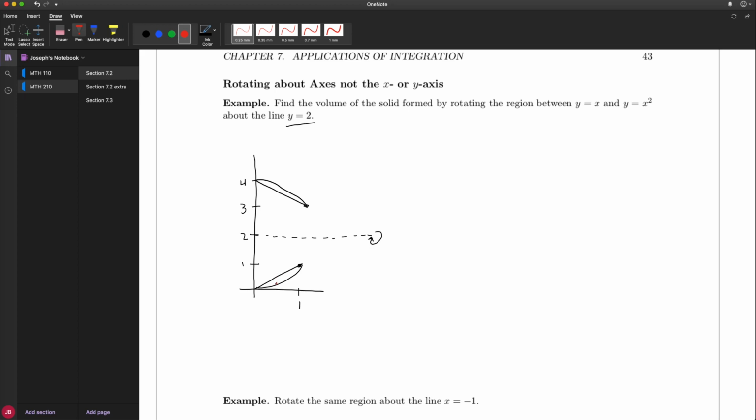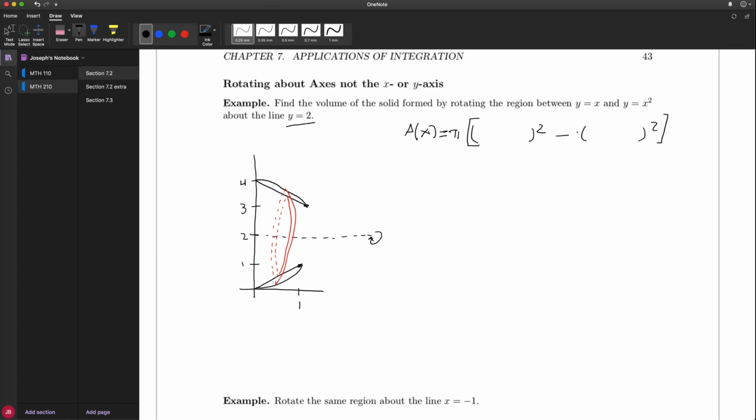So when we spin it, we get something like this. Here's our outer, and then here's our inner. Okay, so our cross-sectional area will be a function of x. We're using a horizontal axis, so everything is going to be in terms of x. We get pi times bracket outer radius squared minus inner radius squared.